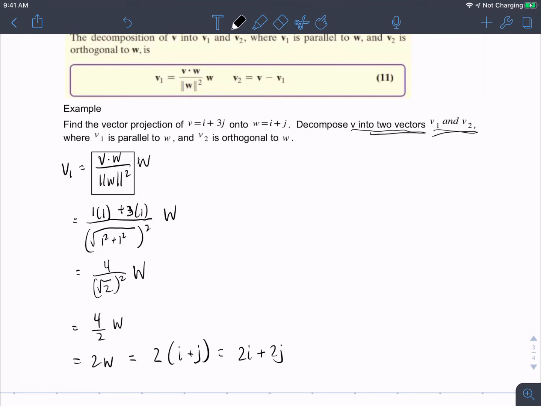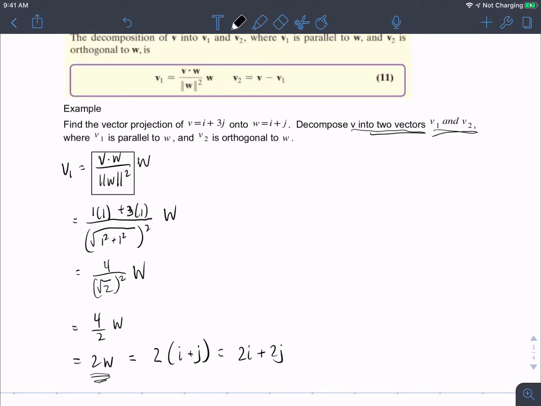And remember, how can we show that they are parallel to each other? We need to show that the angle is 0. You could go ahead and show that the angle is 0, and that would work just fine. Or we could show that one is a scalar multiple of the other. So v1 we can see is just 2 times w. The fact that we have this demonstrates that it's parallel.